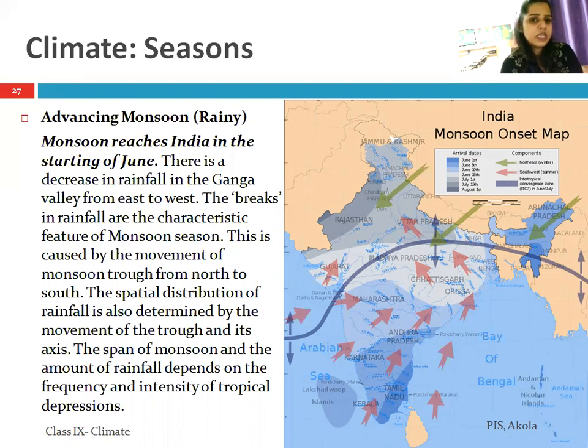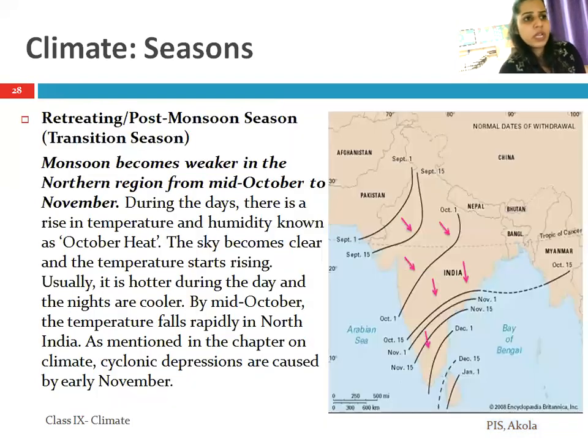You can see the Indian monsoon onset map on the left-hand side, where you will find red arrows showing how the Arabian Sea branch reaches in, how the Bay of Bengal branch reaches in, and how the entire northwestern winter components being referred to there are highlighted. So that's all about the third season, that is advancing monsoon, which is referred to as the rainy season.